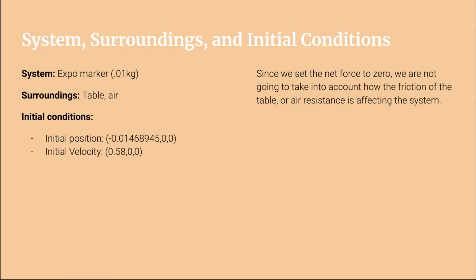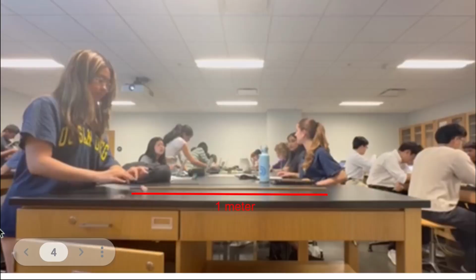Using the initial position, we were able to get the initial velocity of 0.58, and since we set the net force to 0, we're not going to really take into account how the friction of the table or air resistance is going to affect the system at all. So this was our setup.